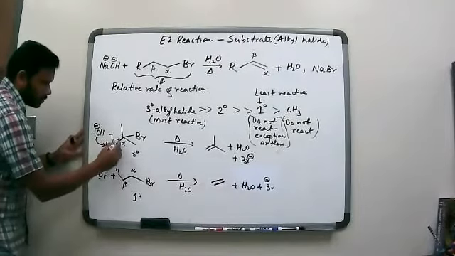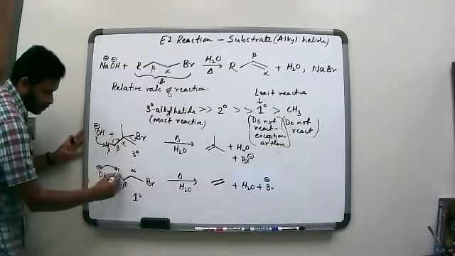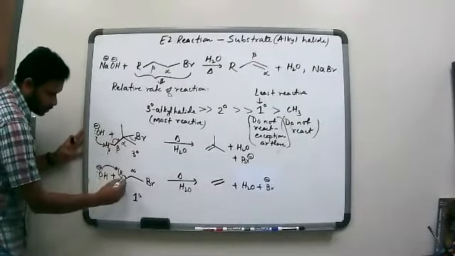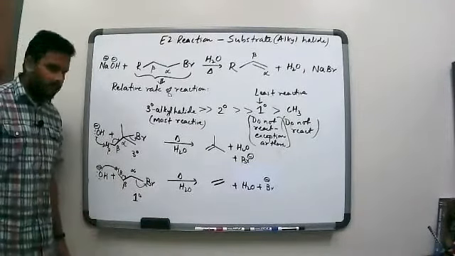Okay, and then those electrons fall here, the bromine goes away. This is going to deprotonate that beta hydrogen. Those electrons fall here, and then the bromine goes away. That's the mechanism of the reaction.